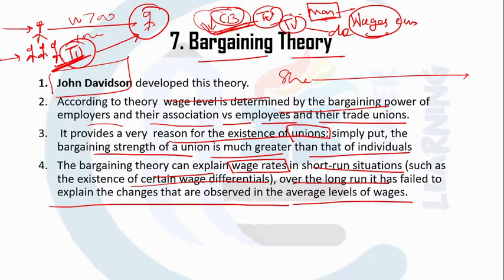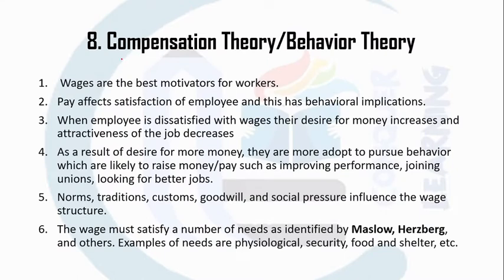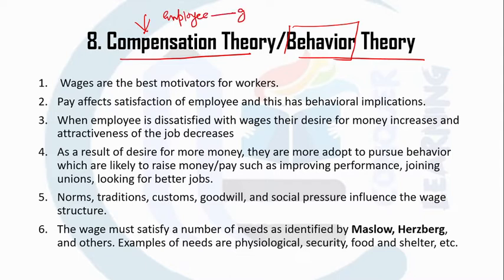So this is your bargaining theory. Next comes your compensation theory, behavior theory. Now this compensation theory says that an employee who is getting a good salary, his behavior would be what? Motivated. Definitely, he would want to be with the current organization where he is getting good compensation.